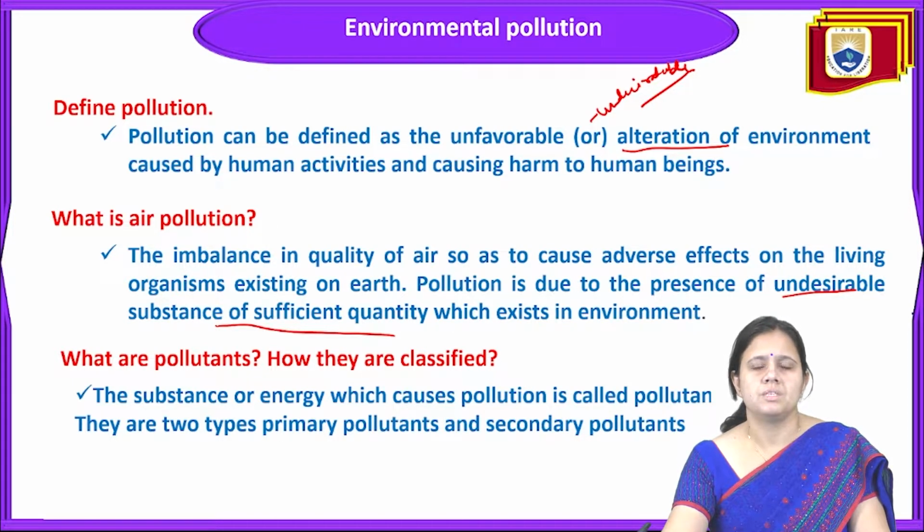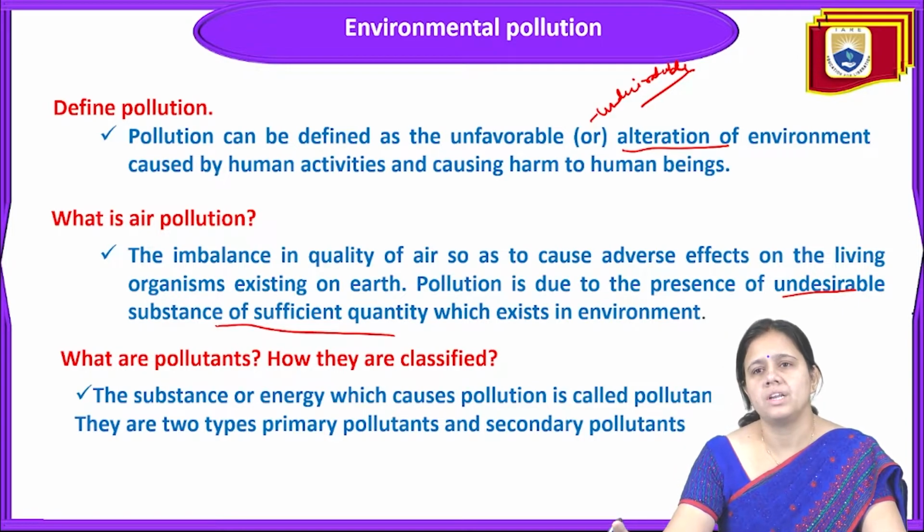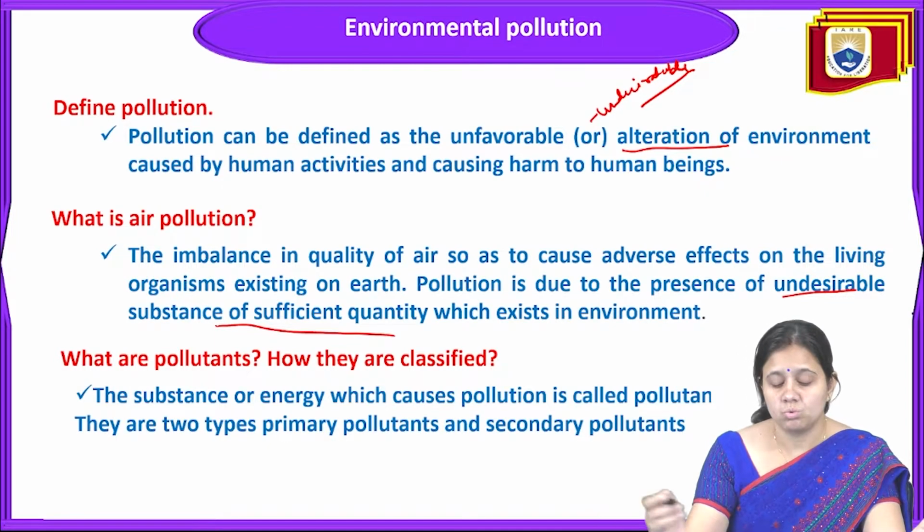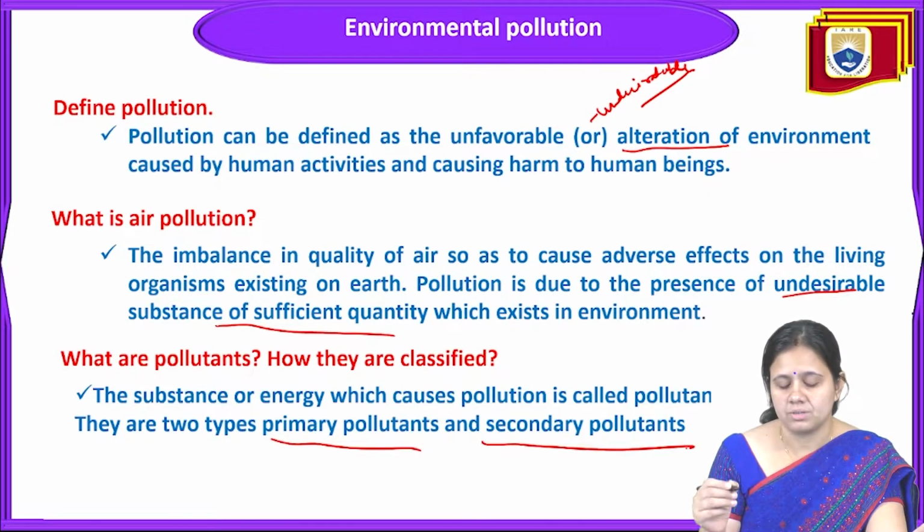The next term is, what is a pollutant and how can we classify pollutants? First of all, pollutants are the substances or energy which cause pollution. Pollutants are those agents or things that cause pollution. In a very simple way, any agent, substance or energy that is causing pollution is called a pollutant. When we talk about the origin of pollutants, there are mainly two types: primary pollutant and secondary pollutant.